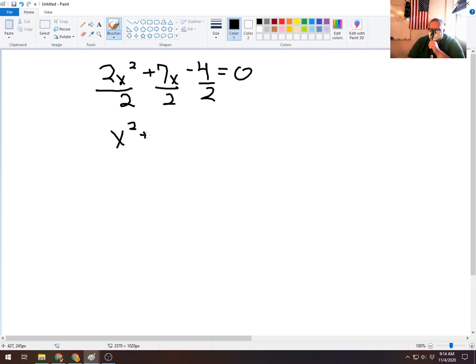So I have x squared plus 7 over 2 times x minus 4 divided by 2 is just 2, equals 0. So we did that. We're also going to move this to the other side. So we have x squared plus 7 over 2 times x equals 2. So now we're going to complete the square. We have to figure out what a is going to be, though.